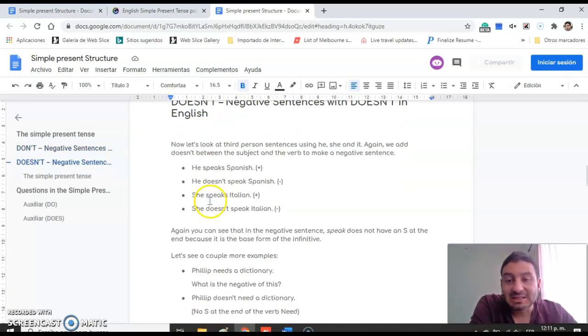Okay, the auxiliary doesn't. The auxiliary doesn't works in a very similar way, but remember that we use doesn't when the main subjects are he, she, and it. For example, he speaks Spanish, he doesn't speak Spanish. She speaks Italian, she doesn't speak Italian.